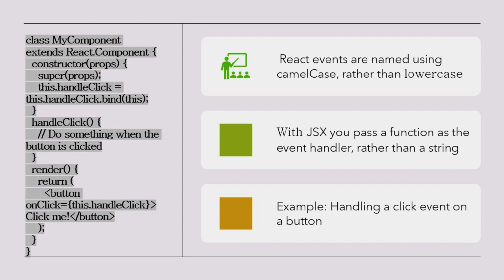In React, events are named using camel case, rather than lowercase. With JSX you pass a function as the event handler, rather than a string. Here is an example of how to handle a click event on a button.